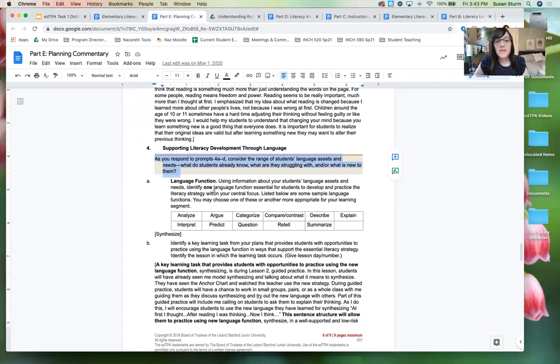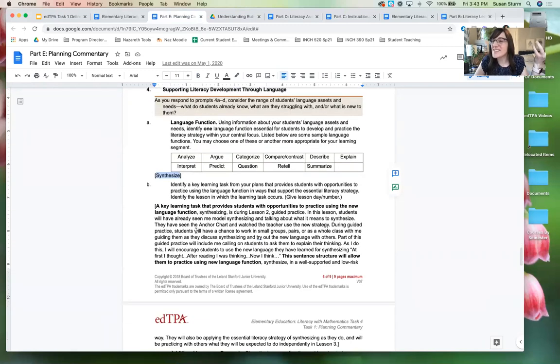The language function, this one is a one-word answer, and they give you this incredibly unhelpful table, which makes it seem like you got to pick something off this table. You don't got to pick something off this table. The verb for your essential strategy is what you put here. So whatever your essential literacy strategy is, find the verb. That's what you put for your language function. So for this student, of course, it is synthesize.